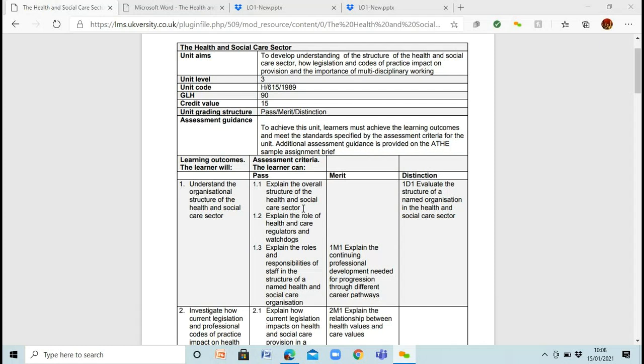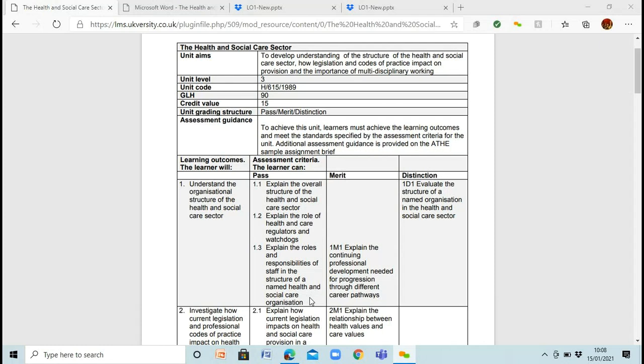Within the pass section, which everybody needs to attempt, is 1.1, explain the overall structure of the health and social care sector. Then we have 1.2, which is explain the role of the health and care regulators and watchdogs. And then we have 1.3, which is explain the role and responsibilities of staff in the structure of a named health and social care organization. So if you would like to go for the pass grade, you just need to do these three questions.